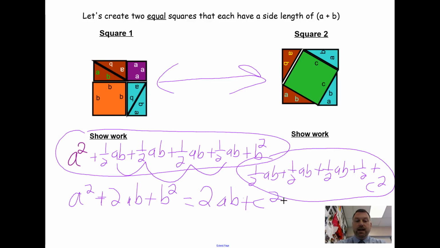Okay. Now, do you see something on both sides? Do you see something on both sides that can be subtracted? The exact same term on both sides? I knew you did. I can subtract 2AB from both sides.